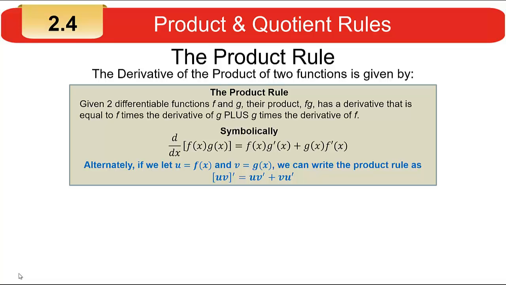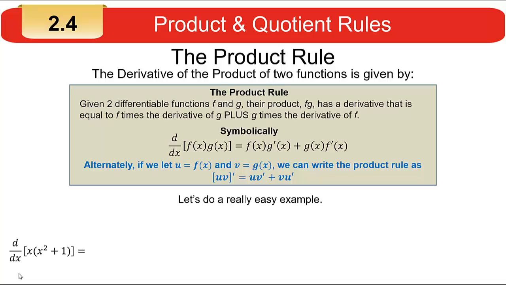To give you as many ways to picture this and write it as possible, I'd also suggest that you might use u and v instead of f of x and g of x. If you do that, the rule becomes the derivative of the product uv is just u times v prime plus v times u prime. So I'm not saying you have to think of it in all these ways, but pick the way that makes the most sense to you and remember it.